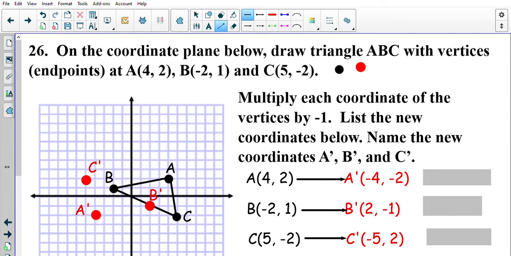I'll have to change the color of my lines as well. So I've got this. And let me go ahead and change the color of my lines. Hopefully this doesn't get too tricky to do here. There we go. All right, so we can see original triangle ABC compared to the new triangle. We call this the image triangle A prime, B prime, C prime.